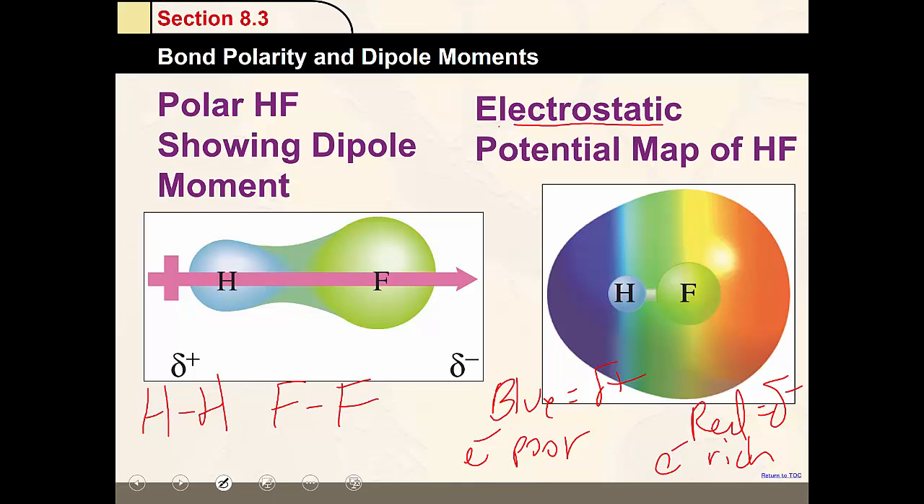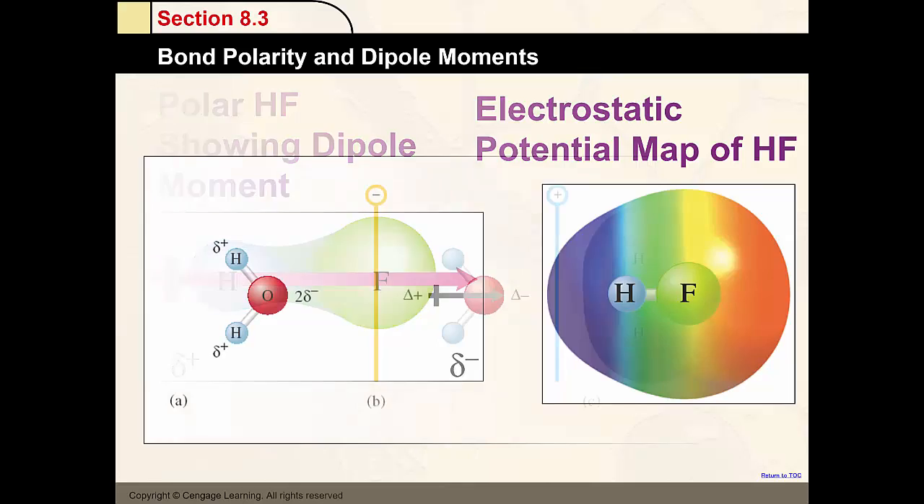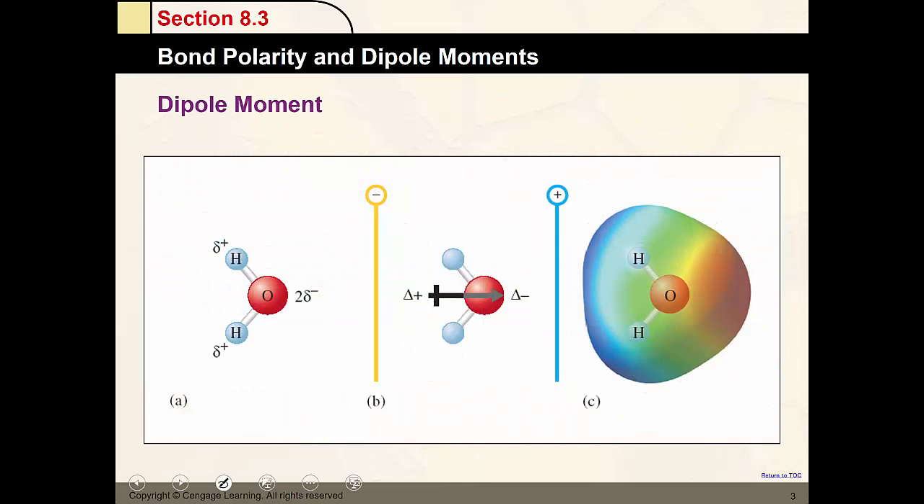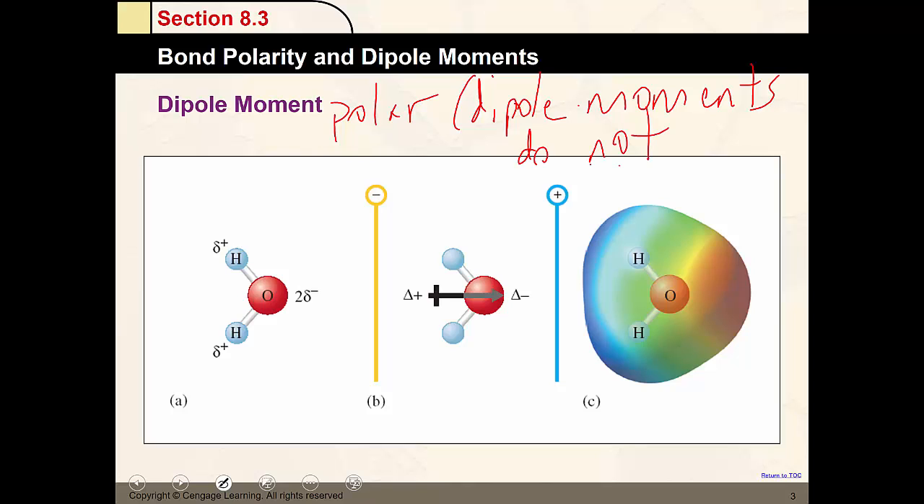So these are all two-atom molecules, but if we get to polyatomic molecules, molecules that have more than two atoms, it gets a little more complicated. So now we have water, and water is polar. The reason why it's polar is that the different dipole moments do not cancel, even though it might look symmetrical. So the dipole moments do not cancel.